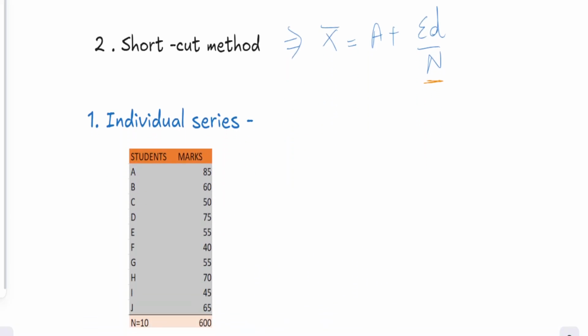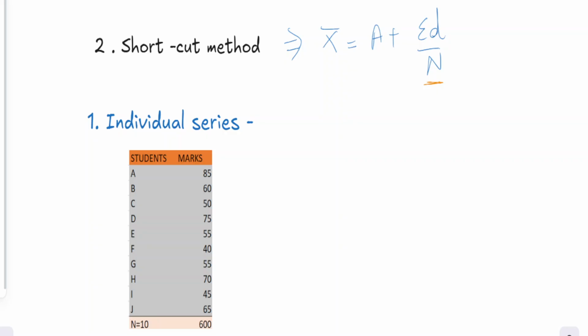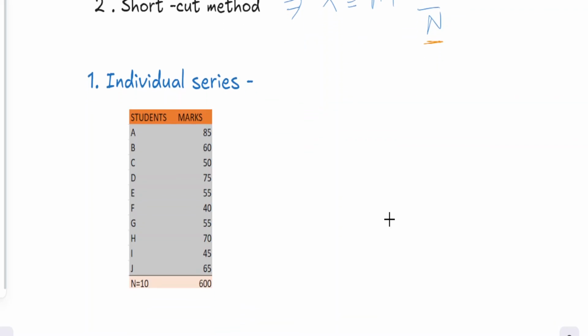I have taken the same example as I have taken in the last video. The reason is that I want to make you understand that one question can be asked with any method. It can be asked from the direct method, from the shortcut method, or from the step deviation method, which we will be discussing in our next video. In today's video I'll be only discussing the shortcut method. So any formula can be asked for any particular question, and I have taken the same question which I have taken in the last video, right?